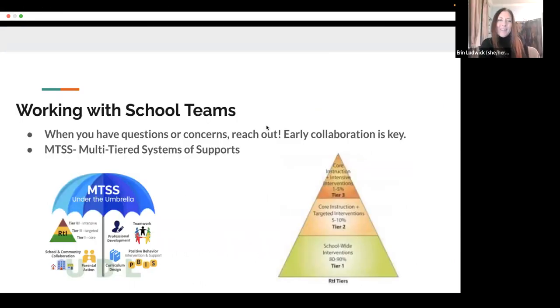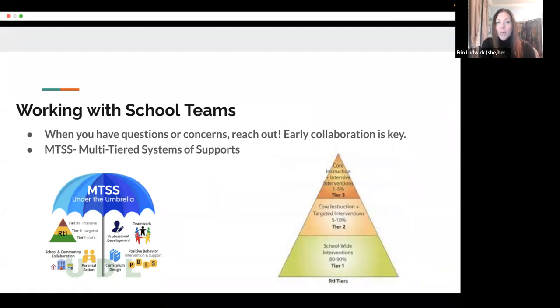All right, thank you. So I have the next block of slides for the evening focused on really working with the school teams. I just wanted to start by sharing a couple graphics that govern how schools respond to needs that come up with the students within our walls. And I want to reiterate what Shira said. When you have questions or concerns, reach out.